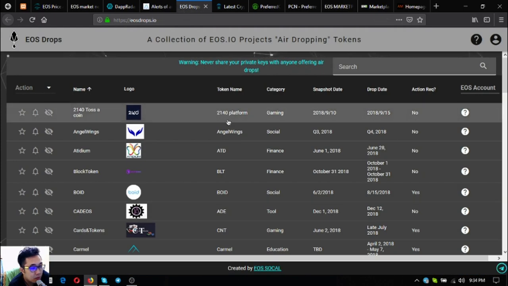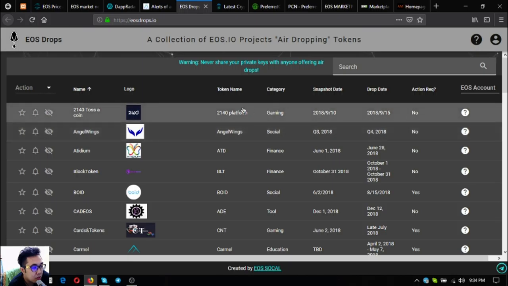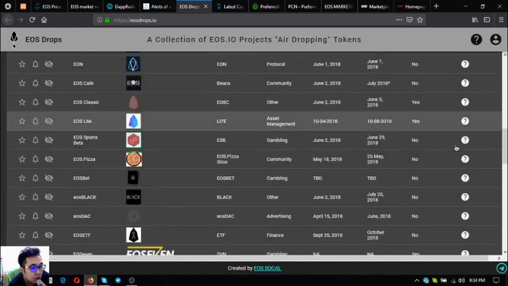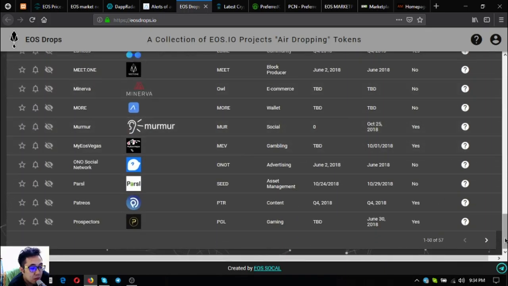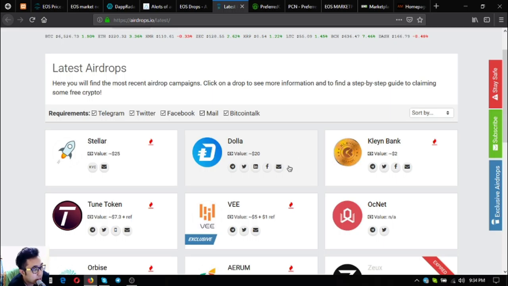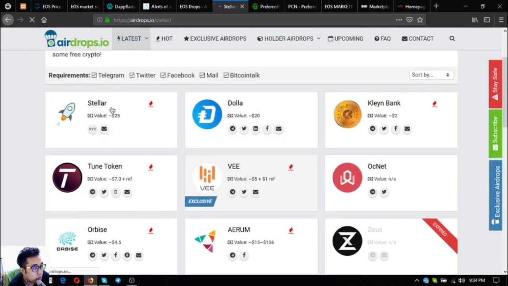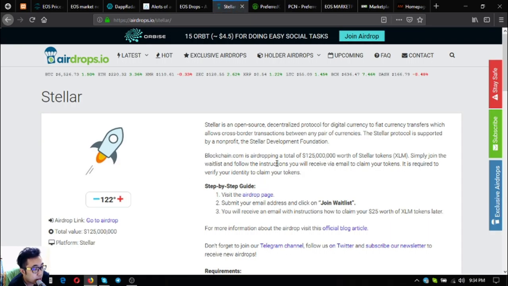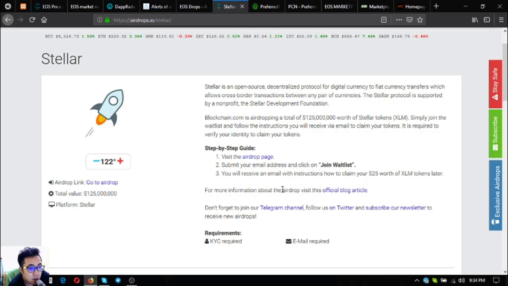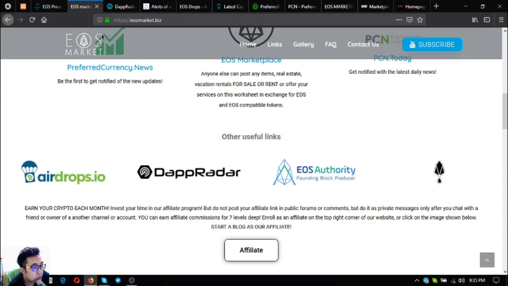The next is eosdrops.io. It is a website where you can see the list of all the latest and upcoming EOS airdrops. Currently there are 57 airdrops. The next is airdrops.io. This is also like eosdrops.io, but unlike eosdrops.io, this has other cryptocurrencies as well. All the information needed to claim an airdrop, like this Stellar airdrop, is already here. Those are the other useful links, which are also found in eosmarket.biz.